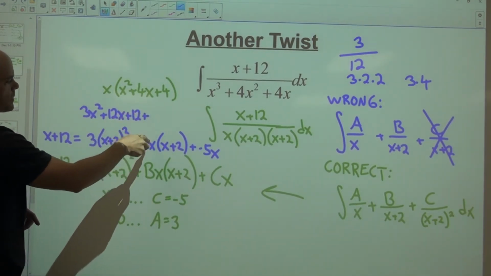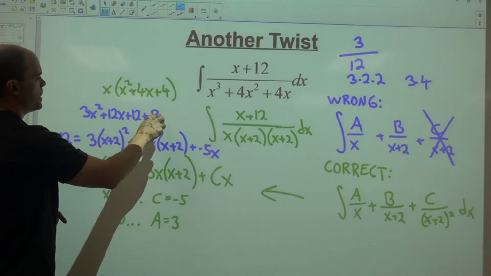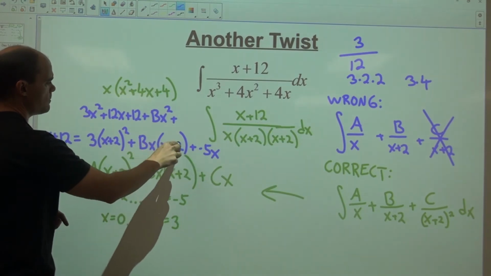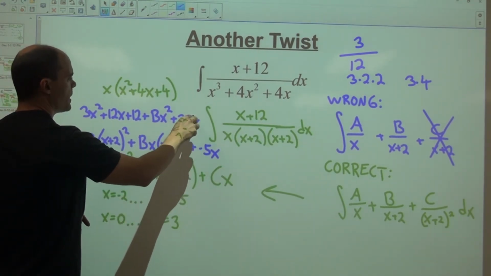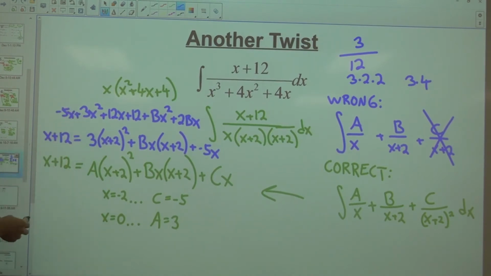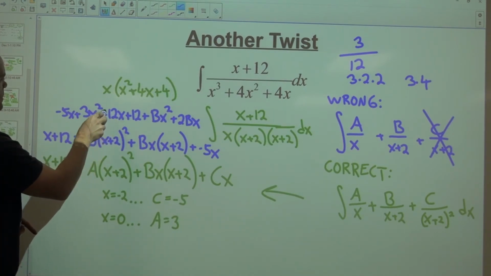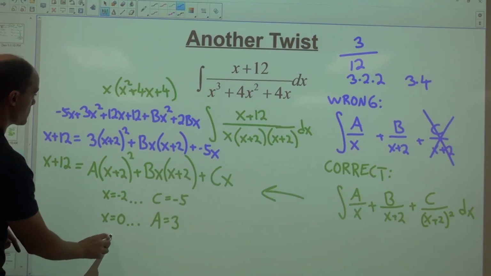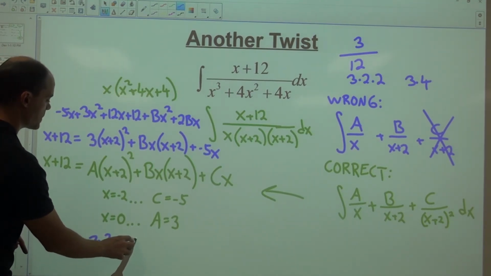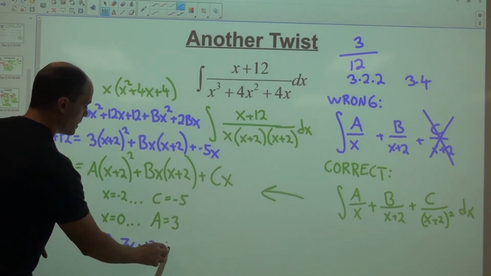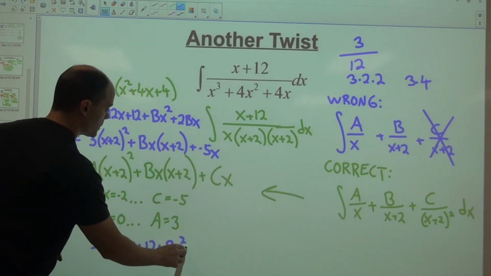And then I'm going to have, well here's where it's going to get a little bit tricky. I'm going to have bx squared plus 2bx, and then I'm going to throw my minus 5x over here. So cleaning all of that up, what do I get? 12x minus 5x is 7x. So I've got 3x squared plus 7x plus 12. And then I'll add on these terms over here.